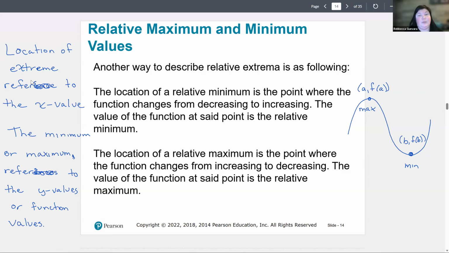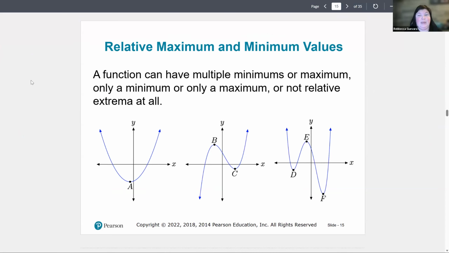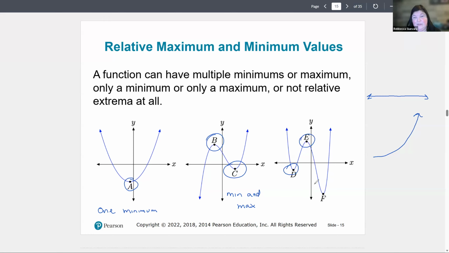So a function can have multiple minimums or maximums, or only a minimum or only a maximum, or it might not have a relative extrema at all. If you had a constant function, that has no relative extrema at all. If you have something that does this, there's no relative extrema. So some of them don't have extrema. We see here we just have one minimum. Here we see you have a minimum and a maximum. And here we see that we have two minimums and one maximum.